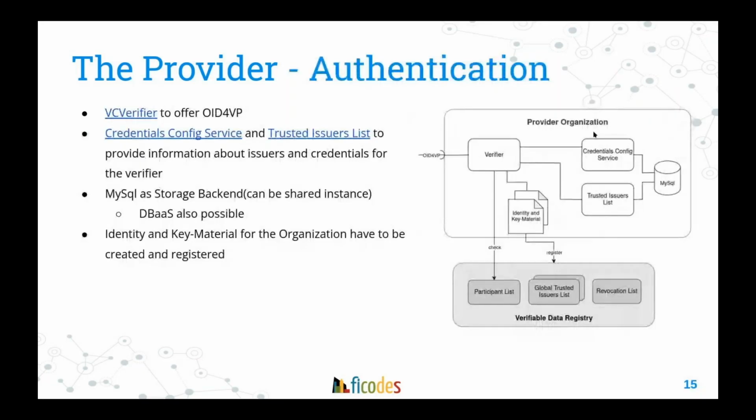How do we do this? First, authentication. We use the VC verifier, which is built and maintained by the FIWARE community to offer the OID for verifiable presentation endpoints. We also provide two services called Credentials Config Service and Trusted Issuers List, which I talked about a little more in the IAM session, which are also maintained by the FIWARE community.